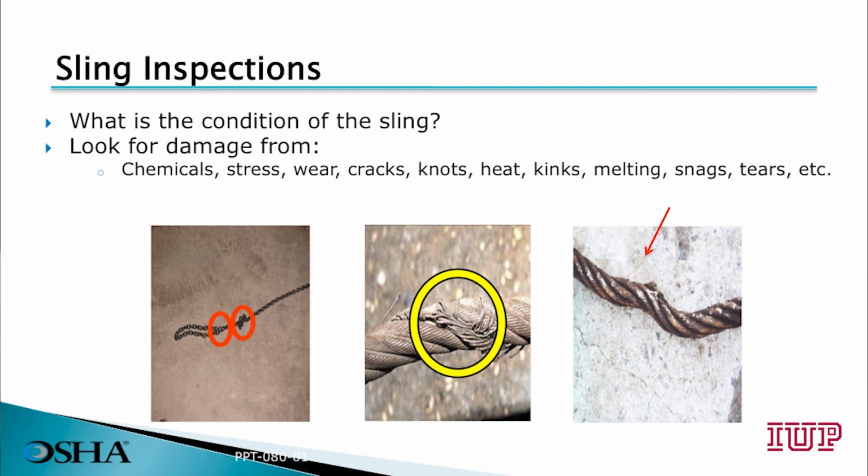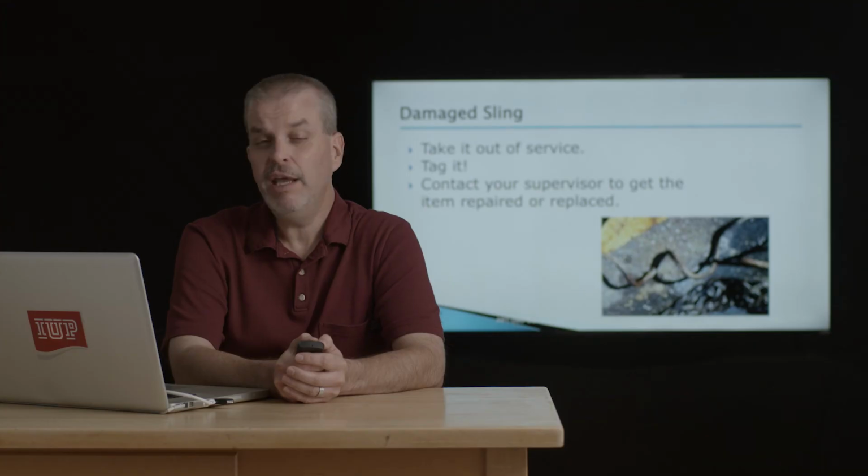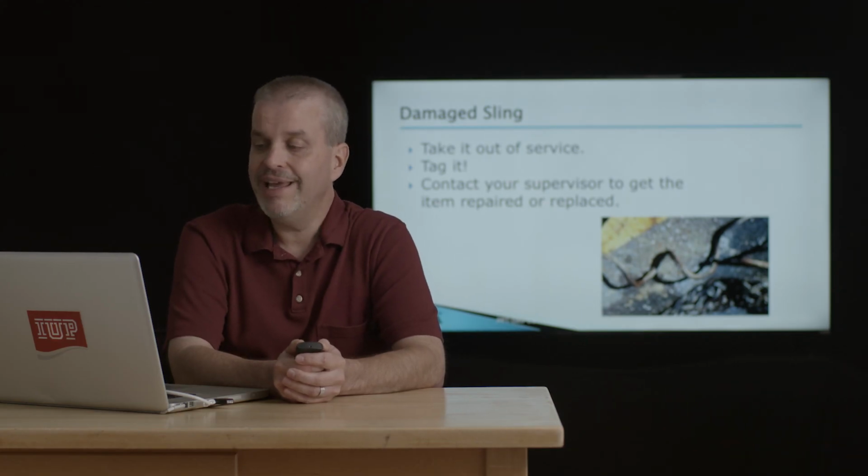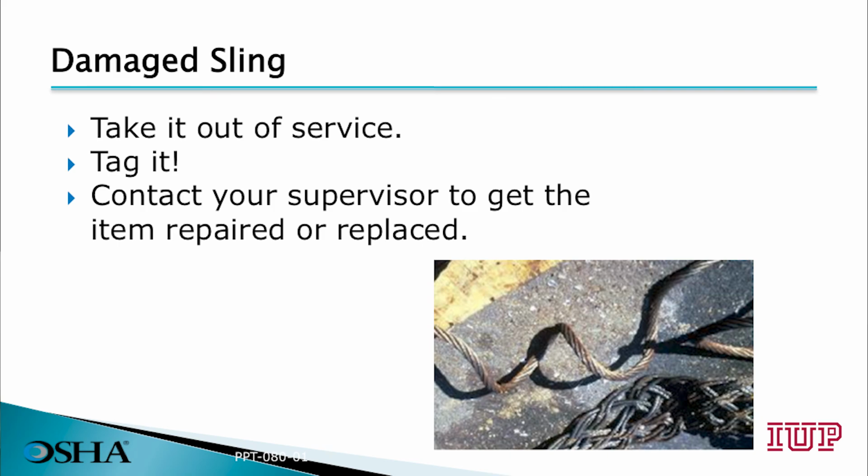When you're doing your routine inspections of this equipment, what is the condition of the sling? Always look for damage from chemicals, stress, wear, cracks, knots, thermal exposures, kinks, melting, snags, or tears. If you find a damaged sling in your work area, immediately take it out of service and tag it so no one else is able to use it. Contact your supervisor to get that sling repaired or replaced.